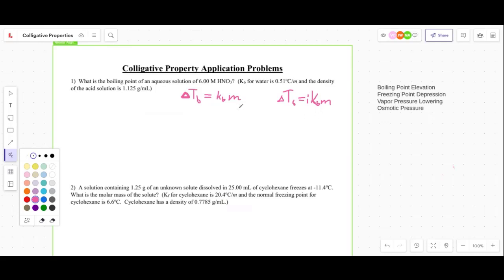Now here's the thing. If I have it written like this, that means this M is referring to the molality of particles. This is the molality of particles.